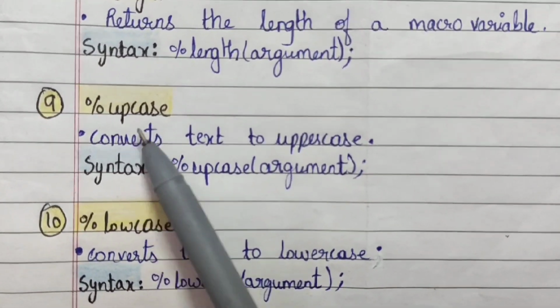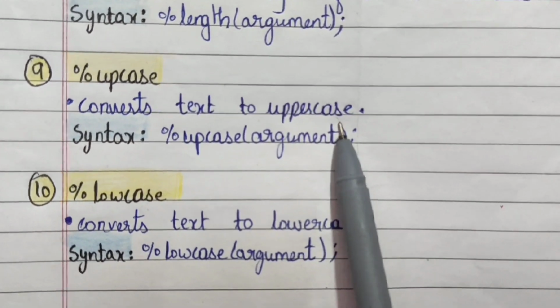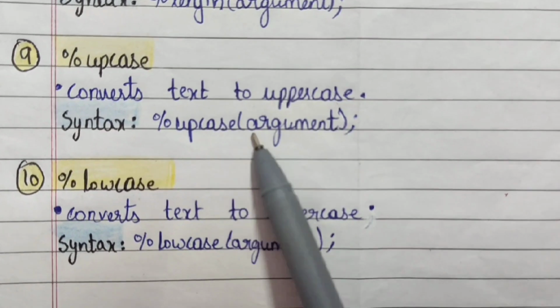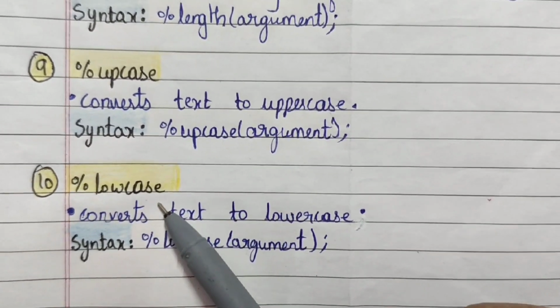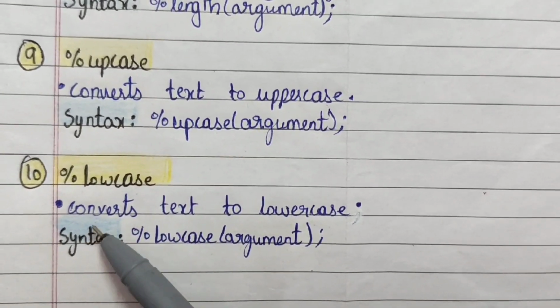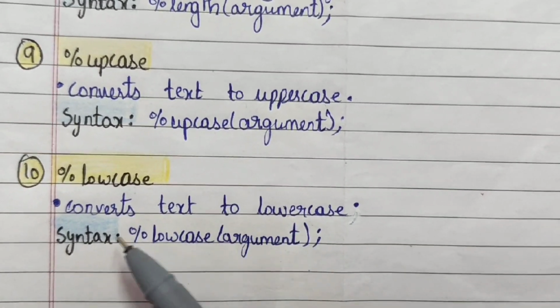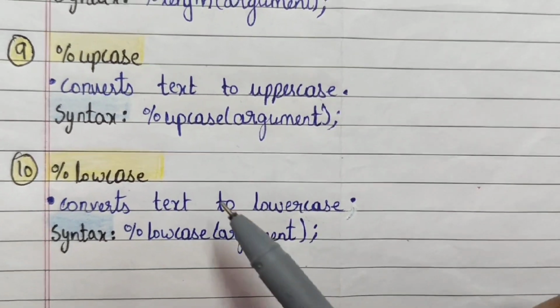Then %UPCASE converts the text into uppercase. All the letters are converted to capital letters. The syntax is %UPCASE, argument, semicolon. The %LOWCASE function converts the text to lowercase, so it will convert the alphabets into small letters. The syntax is %LOWCASE, argument, semicolon.